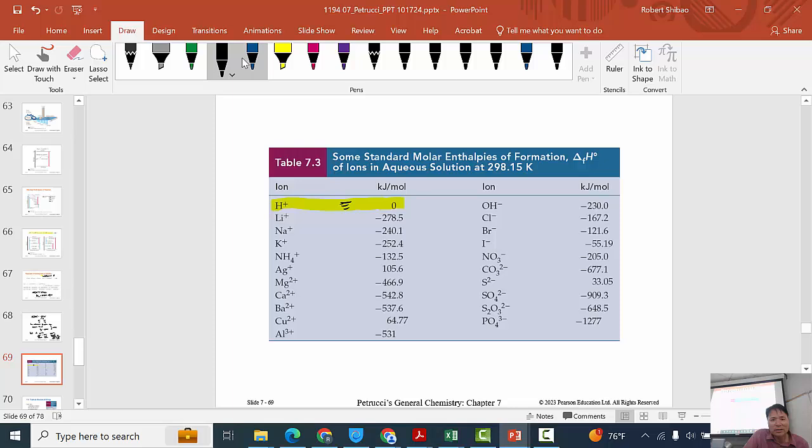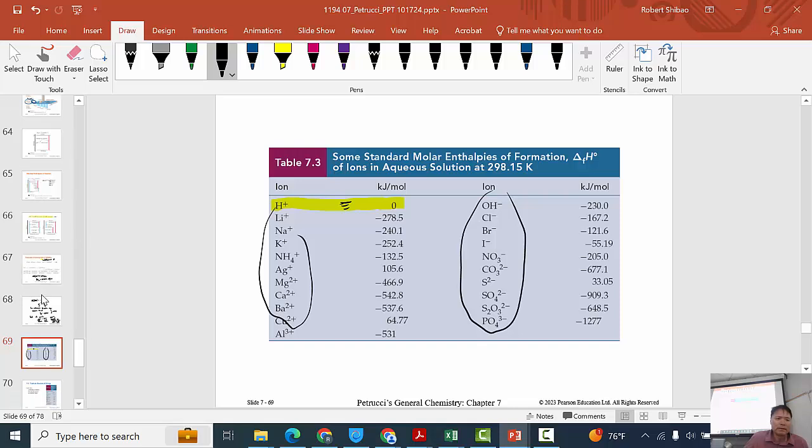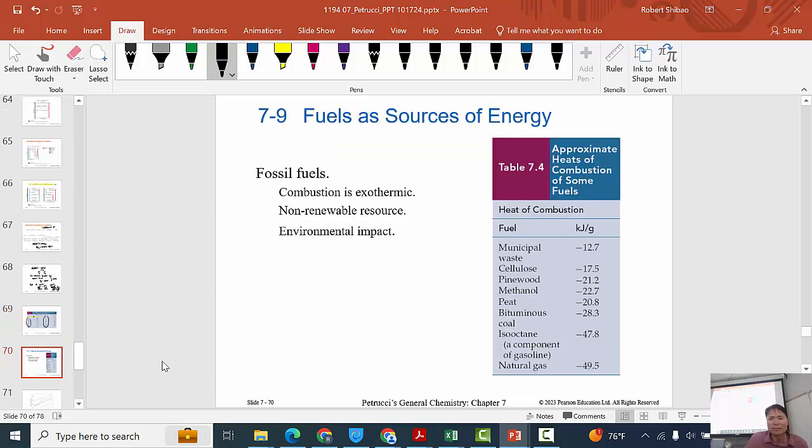And that means all the cations are going to be in error in one direction, and all the anions are going to be in error in the opposite direction. And then we add them together, and the errors cancel. And so that's one thing you have to keep in mind when using this particular table.